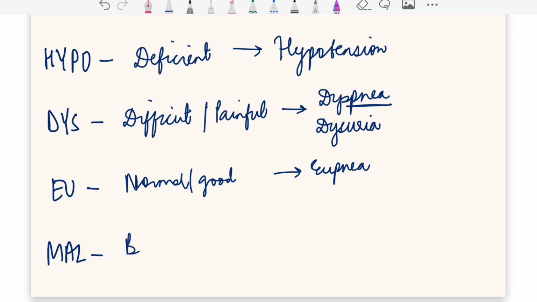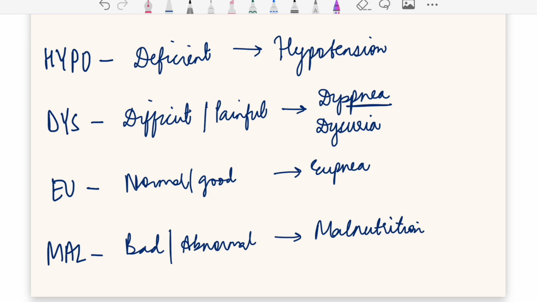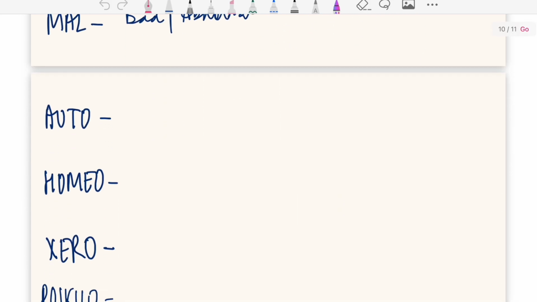Mal is bad or abnormal. For example, malnutrition. Malnutrition means bad nutrition, nutrition which is not adequate to support the needs of the body. Now comes auto. Auto means self. For example, autoimmune. So what does autoimmune stand for? It is immunity against the self.